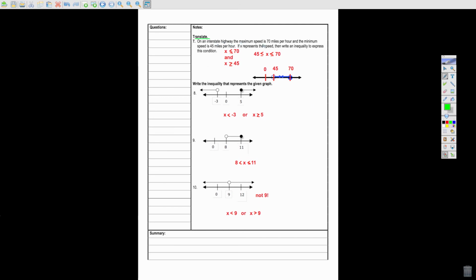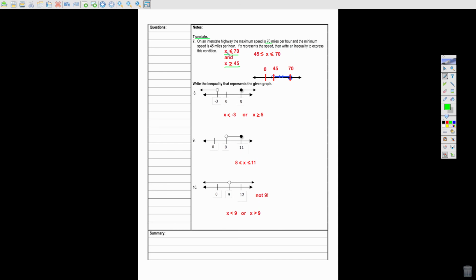Translate. Okay, all it wants to do here is just translate. I went ahead and solved it and graphed it. Interstate highway: the maximum speed is 70. So you can't go over 70, so x has got to be less than or equal to 70. The minimum speed is 45 miles per hour. So x cannot be less than 45, so it's got to be greater than or equal to 45.